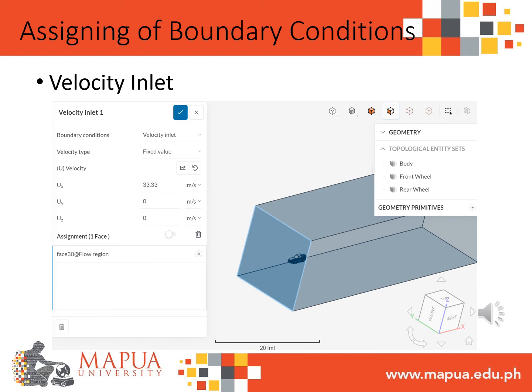The reason for this is because at this speed, it will be easier for us to assess the aerodynamic performance of different cars configuration. At a speed lower than 120 kilometers per hour, the aerodynamic performance of different cars configuration will not differ that much. So that's the reason why we set it to 120 kilometers per hour.